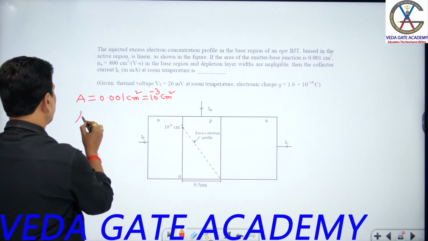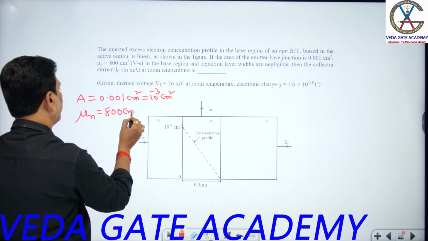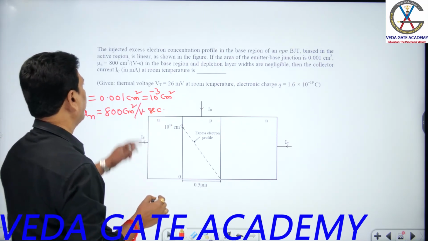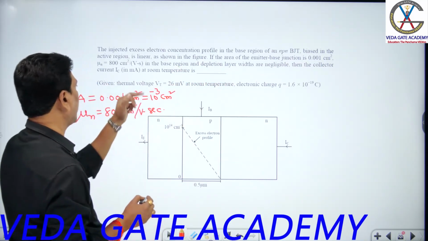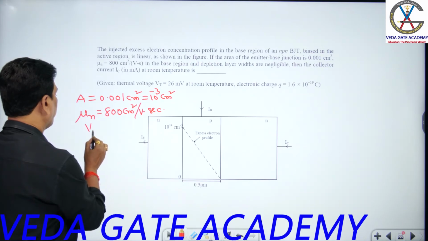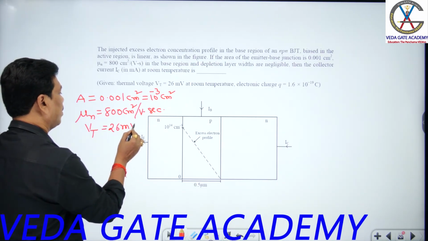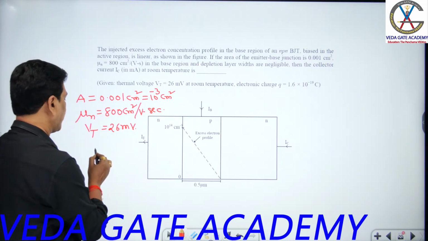Mobility of electron is given, students, 800 centimeter square per volt second. Base region with depletion region negligible, you can call. Collector current is asking. VT, the thermal voltage, is 26 millivolt, given. What is asked, students? Collector current is asked.